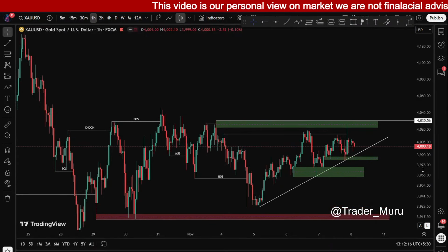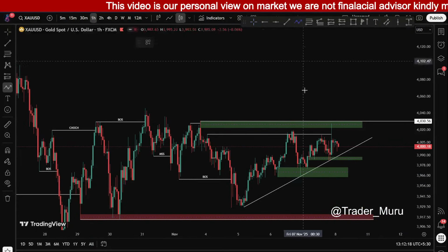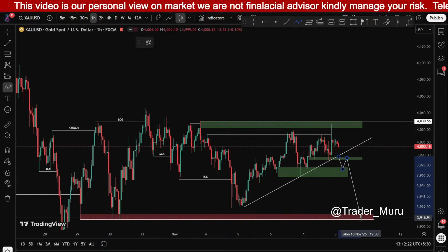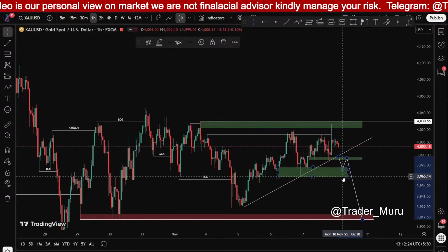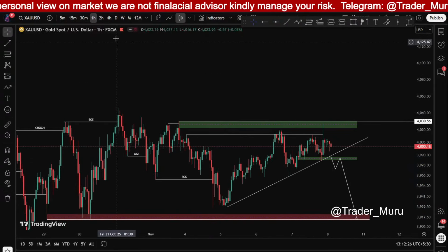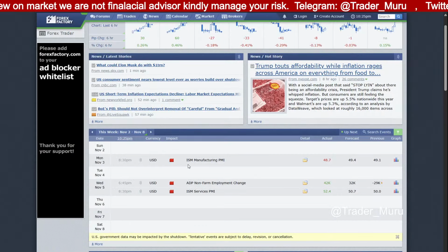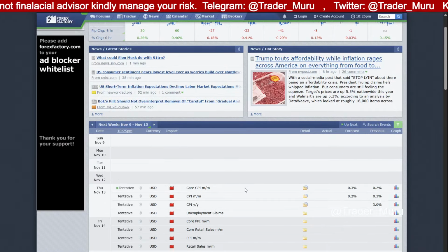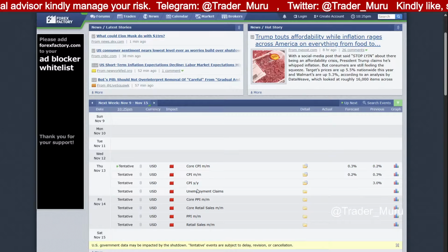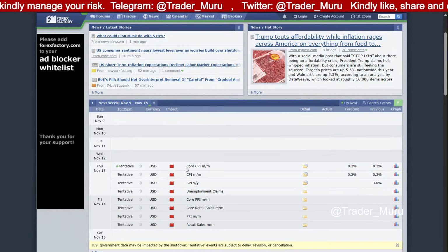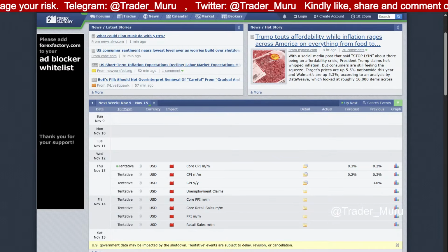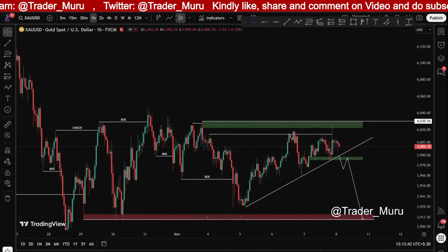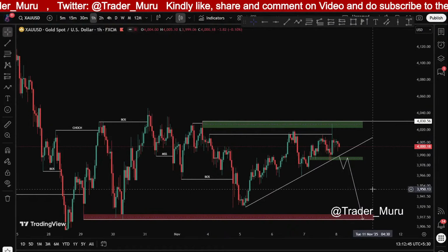Okay, so this is gold for me. This is what we can expect in the upcoming week. There is CPI. We have this news. So it will be a very volatile week, so we need to be prepared. Right now, structure is bearish and we will follow it.